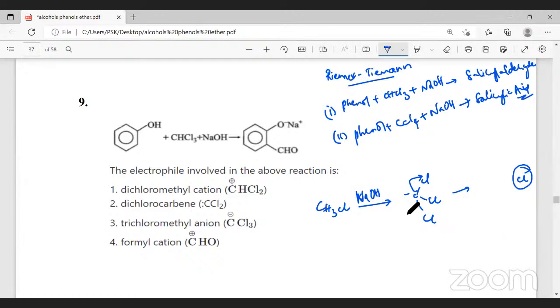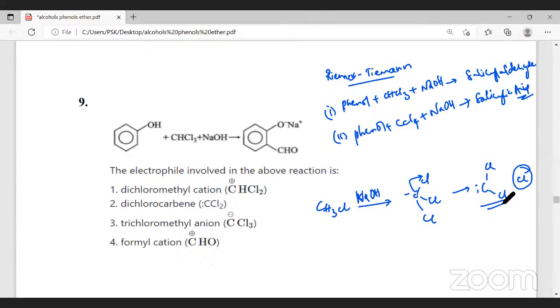Now what we have is a carbon with two chlorine atoms along with this bond. That bond consists of two electrons. This is the electrophile involved in the Reimer-Tiemann reaction. This is called dichlorocarbene. This is called a carbene. So carbene is an electrophile here. Therefore, the answer for this question is option 2.